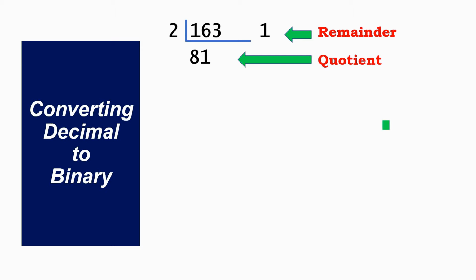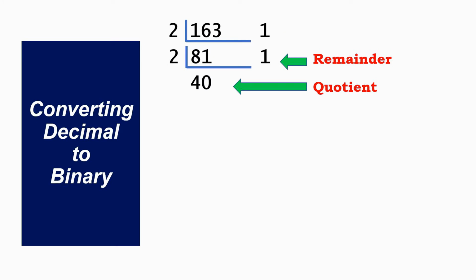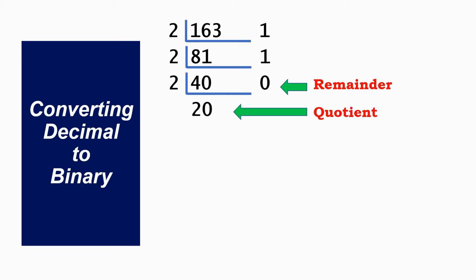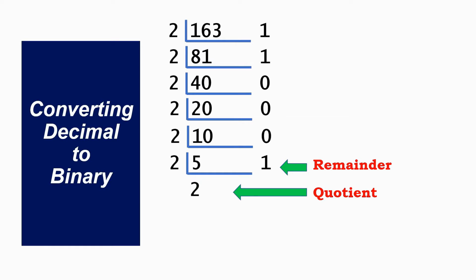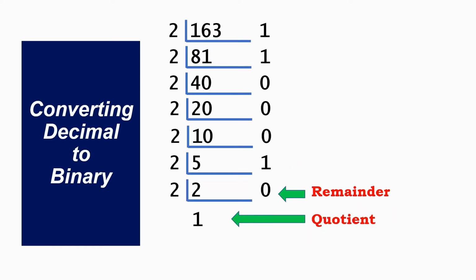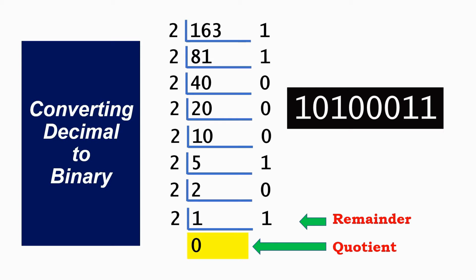Now let's look at converting decimal to binary. We again take the same number 163, divide by 2, we get a remainder of 1 and a quotient of 81. Then we divide 81 by 2, we get a quotient of 40 and a remainder of 1. This is the next step, and the next step. Finally, we are left with a remainder of 1 and a quotient of 2. One more step, we divide 2 by 2, we get a quotient of 1, remainder of 0. And when we divide 1 by 2, we get a remainder of 1 and a quotient of 0.